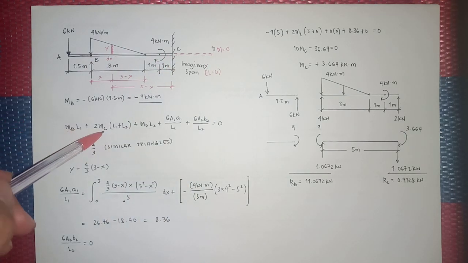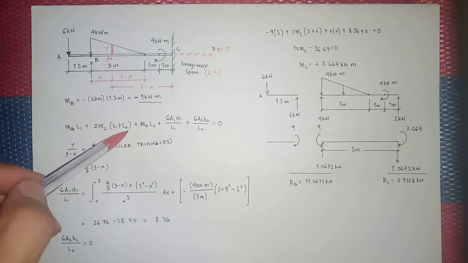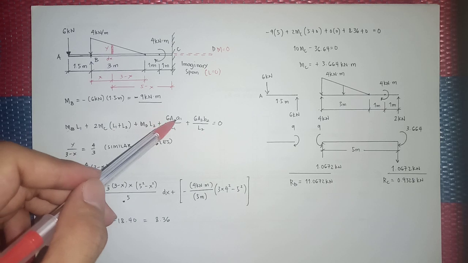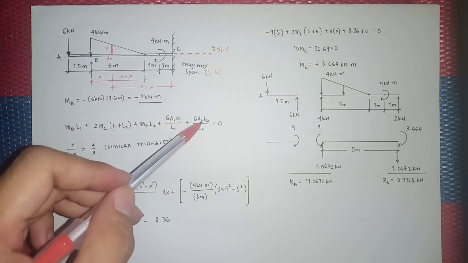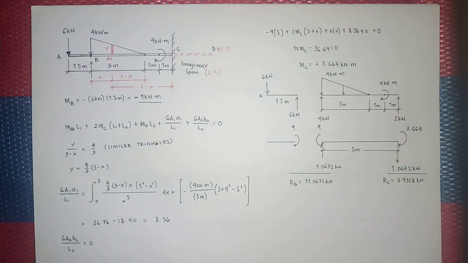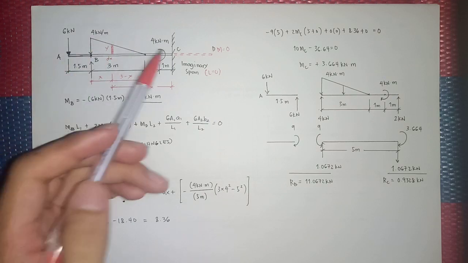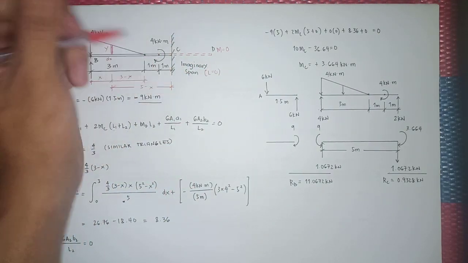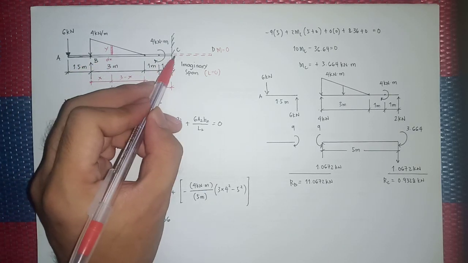So that we have what? M_B L1 plus 2 M_C times the quantity L1 plus L2 plus M_D L2 plus 6A1ā1 over L1 plus 6A2b2 over L2 equal to 0, since wala naman ding support settlements. Dahil nga sabi ko kanina, imaginary span lang to, so wala namang load talaga dyan. Dahil ito ay left span, ito naman ay right span.